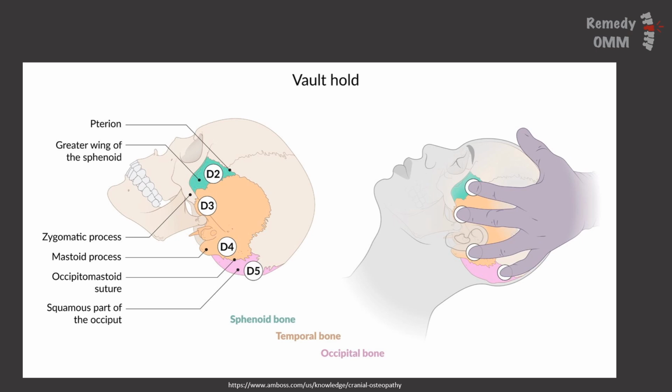You can see the thumb up on the frontal bone but not crossing over the midline. You can see the index finger, labeled D2 for digit 2, on the greater wing of the sphenoid. The middle finger, labeled D3 or digit 3, is on the zygomatic process of the temporal bone. The ring finger, or fourth digit, is on the mastoid process, and the pinky, or fifth digit, is on the squamous suture of the occiput. This is the vault hold.